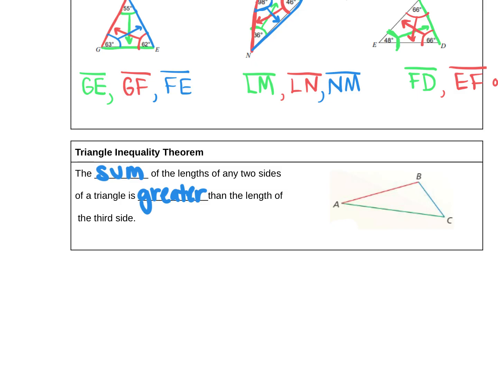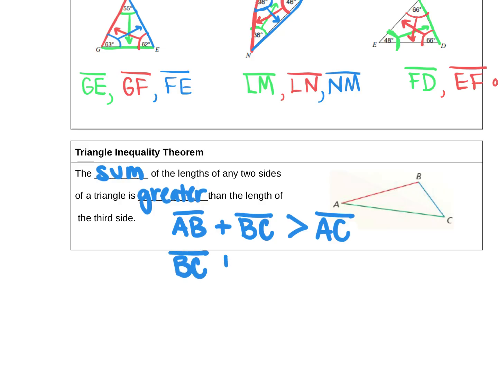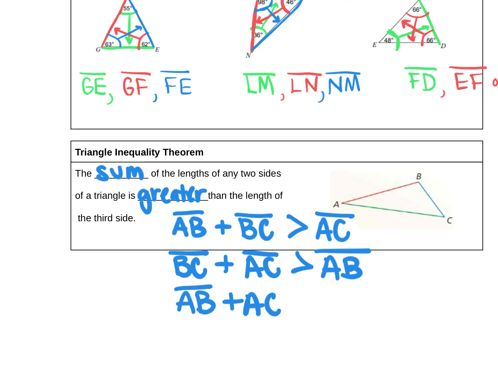Just an example. In this example here, if I add side AB plus side BC, that would have to be greater than side AC. And then I could add BC plus AC, and that has to be greater than AB. And then AB plus AC would have to be greater than BC. So all of those have to happen in order for it to make a triangle.